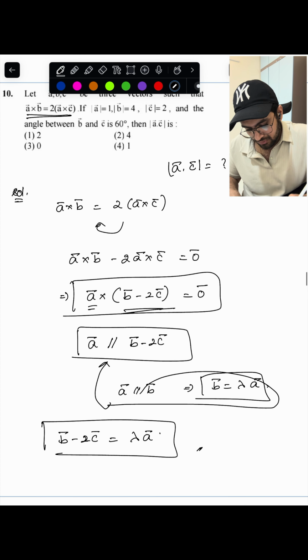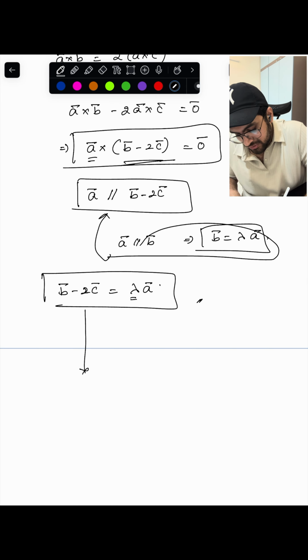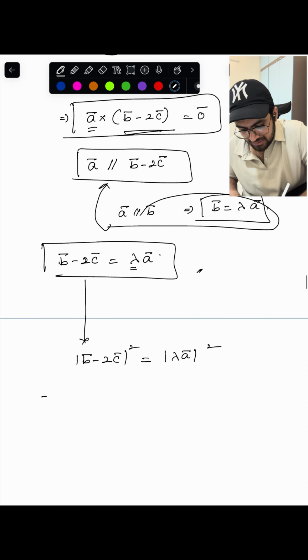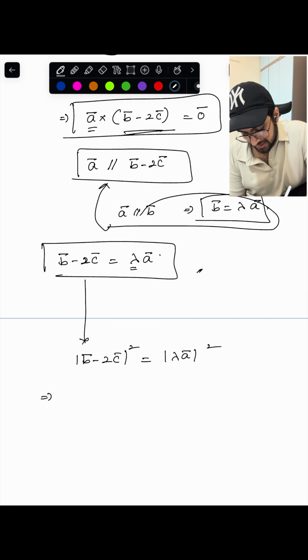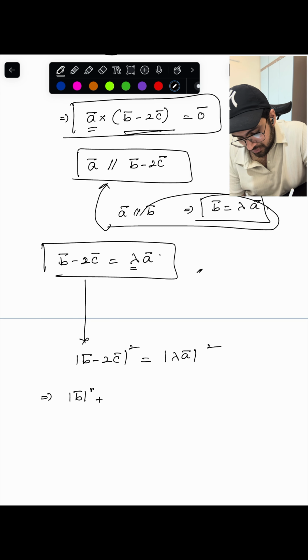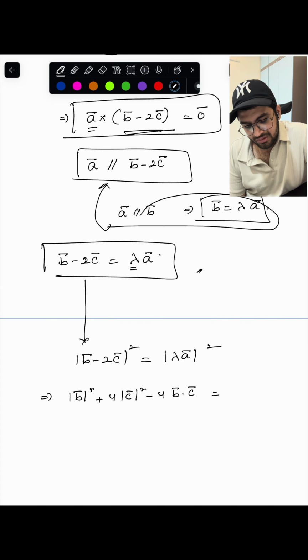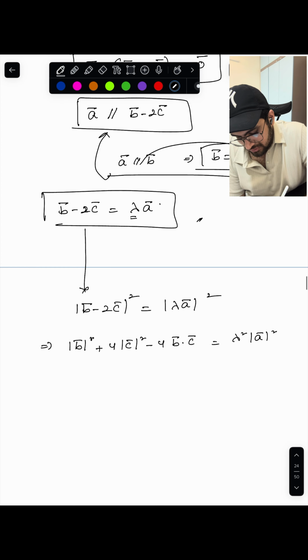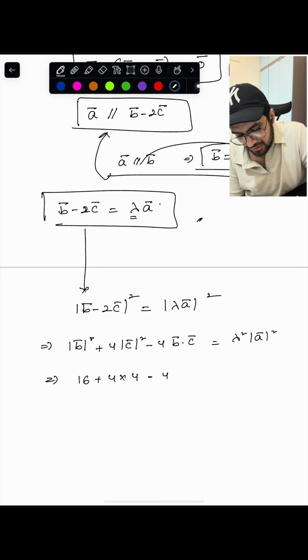How to find this lambda? So what I will do is I will consider the magnitude here. Okay, I will apply magnitude, and to get the answer I will square it up. So what I will do is we know the formula of mod of A bar plus B bar whole square. We can apply here mod B bar square plus 4 times mod C bar square minus 4 times B bar dot C bar equals to lambda square into mod A bar square. Already magnitudes are given. Mod A is 1, B is 4, C is 2. Substitute over here. So 4 means 16 plus 4 into 2 square means 4 minus 4 into B bar dot C bar. We don't know B bar dot C bar.